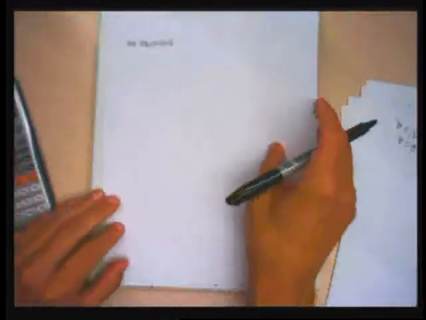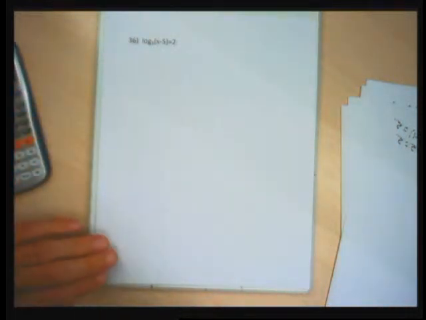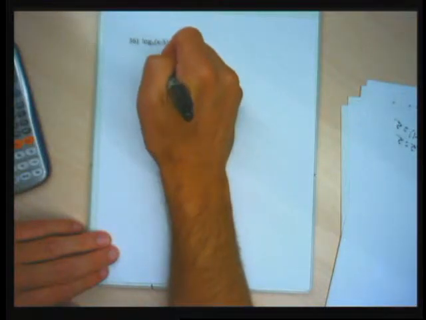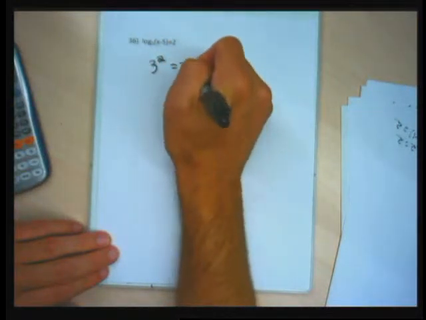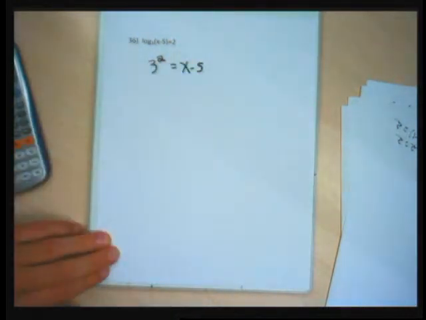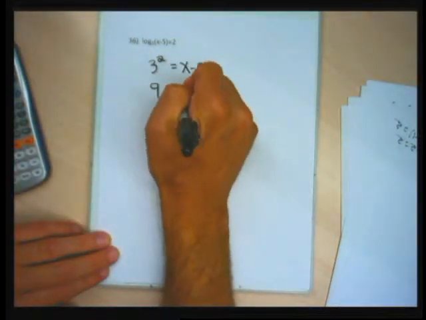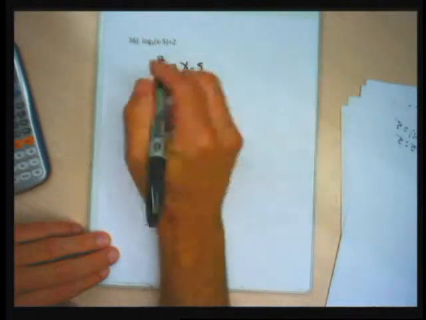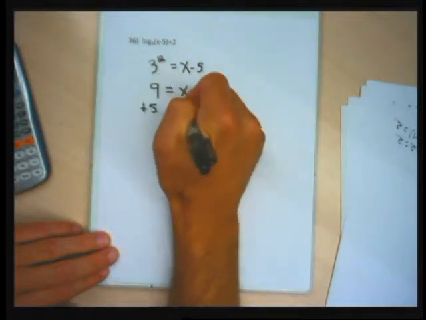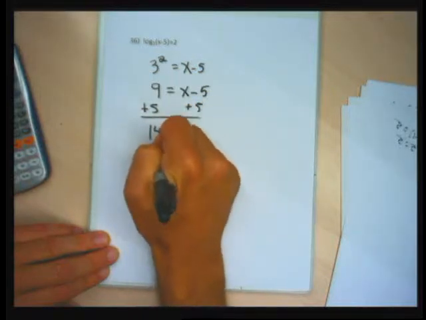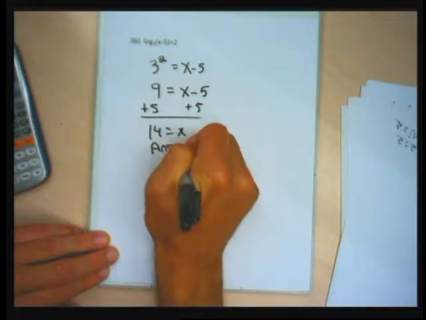You have to be able to look at the problem, recognize that it's a different style, and know what strategy to use. So 36, cross out the logarithm, switch the 2 and the x minus 5. I don't need the parentheses anymore around the x minus 5. 3 squared is 9, so I get 9 equal to x minus 5. Add 5 to both sides. I get 14 equal to x for what I think my answer is.